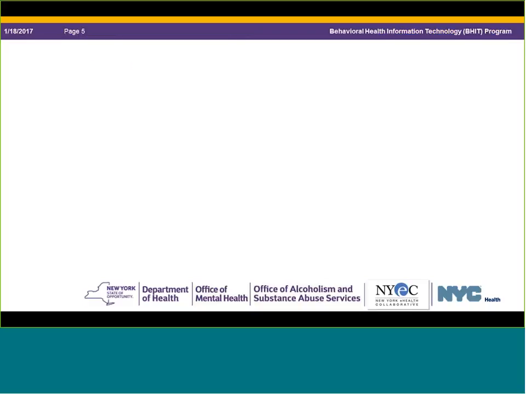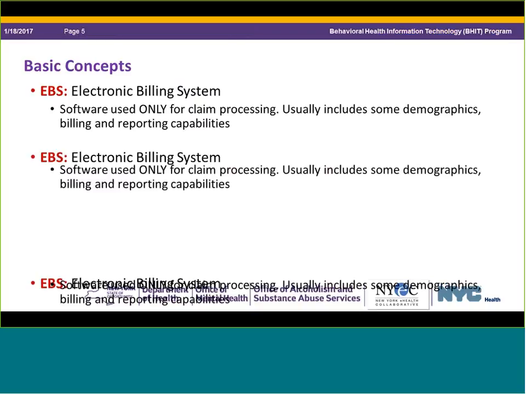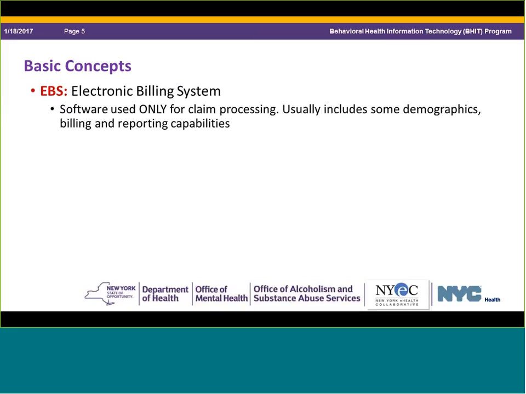So first things first, Mitch, let's start with the basic concepts. Okay, very basic concepts begin with the electronic billing system. Many years ago, when you performed a service and you wanted to get reimbursed by the insurance companies, you would have to send a paper claim form, but now we can send them electronically, and those are called an EBS, the electronic billing systems.